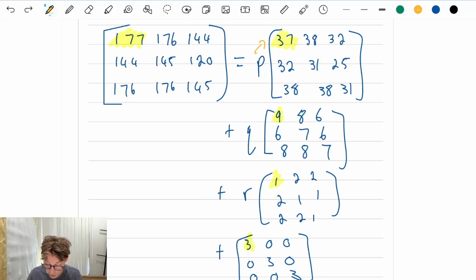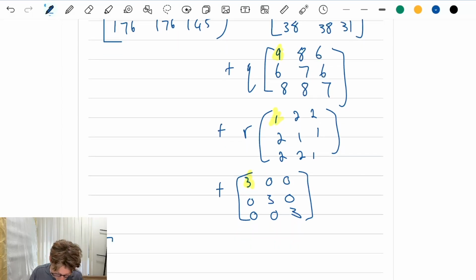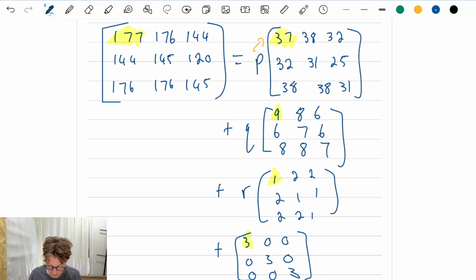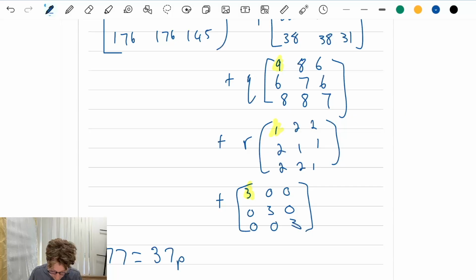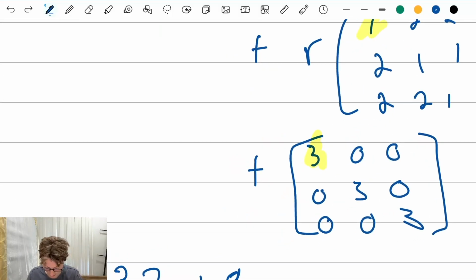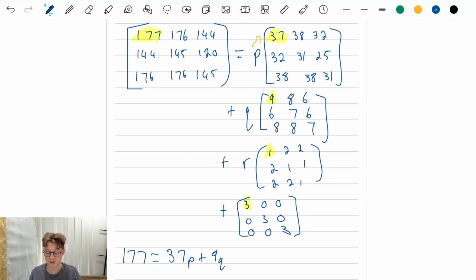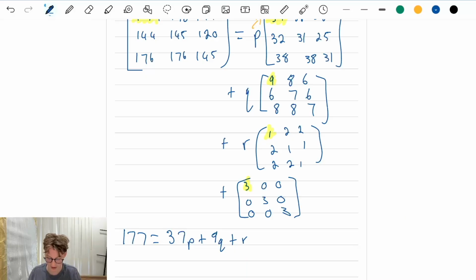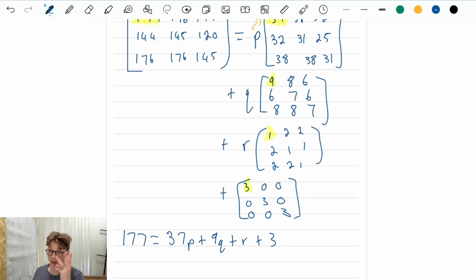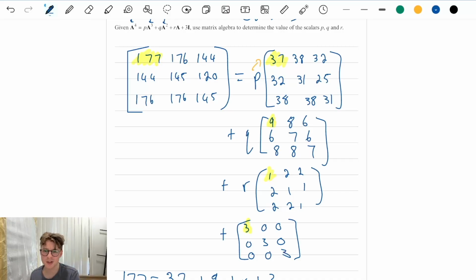But what that is all to say is if I just look at my first row, I'm saying that 177 is equal to 37P plus 9Q. Okay, sorry, the writing's very messy. I'm going to zoom in a little bit. Plus 9Q. We're just doing the top right-hand corner of each of these matrices. Plus 1R, I can just write that as R, plus 3. Okay? I need 3 equations. Luckily, I've got 3 numbers on my top row.